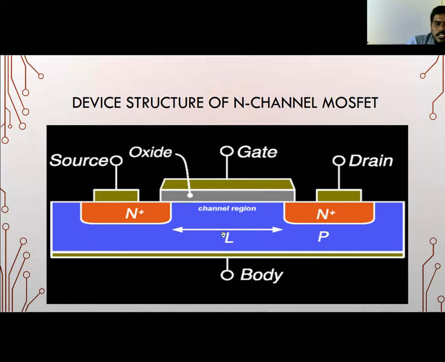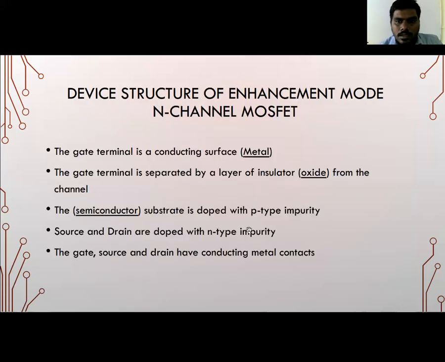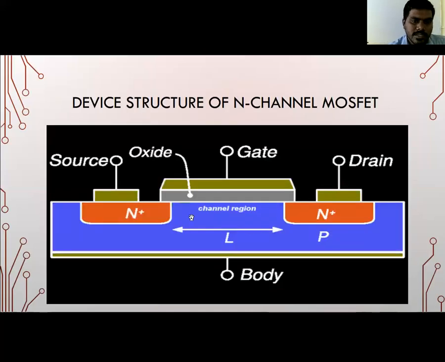Here you can see a blue p semiconductor layer, and there are 2 n plus regions or layers. This is the channel region. Then we will see the device structure for the enhancement mode of the N-channel MOSFET. The gate terminal is a conducting surface. Here you can see the gate has a metal contact so that electrical current can flow through that contact.